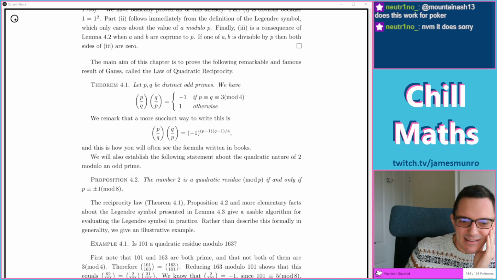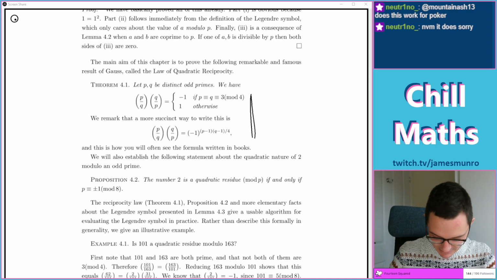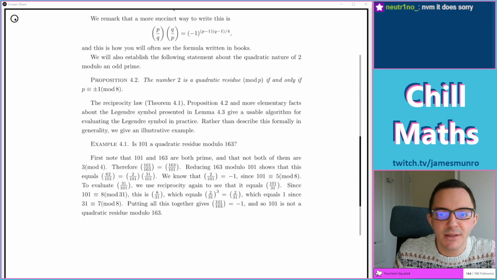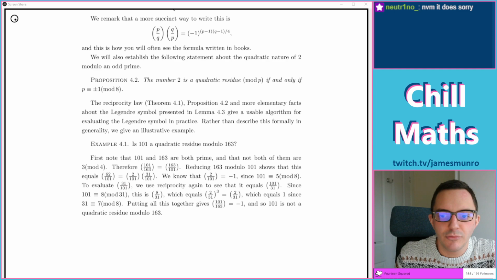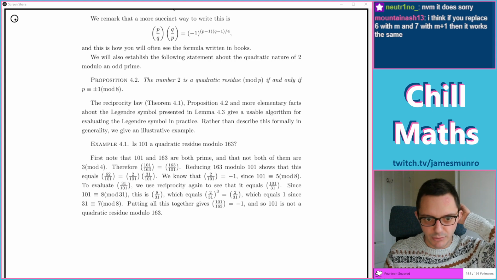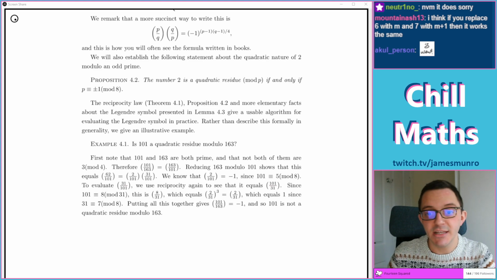Yep, good. Okay. Let's read some propositions. I don't think I'm going to understand a proof of this today, but I might read some fun maths if I keep reading. Sometimes you see fun maths and you actually get something else out of it. Right. Also establish the following statement about the nature of 2. Ooh, so if P is 1 or more or less than a multiple of 8, rather than being 3 more or less than a multiple of 8, then you get this fact.